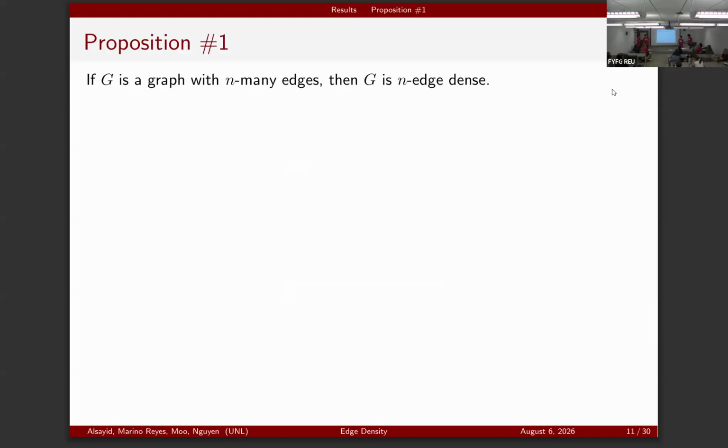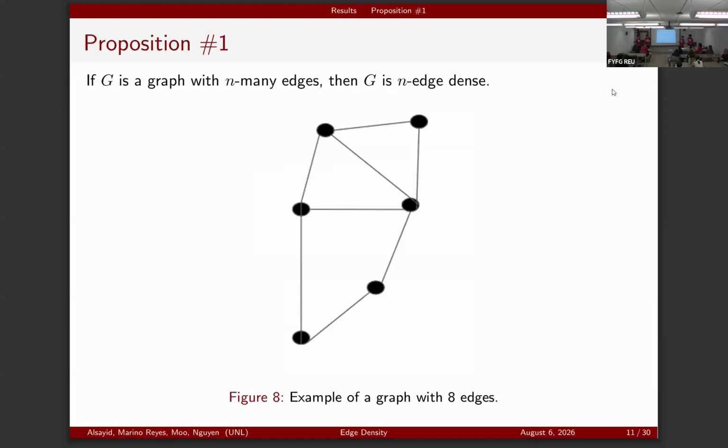So our first proposition is, if G is a graph with n many edges, then G is n edge dense. Now question, if we have a graph G with n many edges, what subgraph can be formed from that? Anybody? Well, the subgraph will just be itself. As we can see here in figure 8, we have an example of a graph with 8 edges, which includes all of the original edges. Because of that, it forms a silly edge blanket all around, making this 8 edge dense.